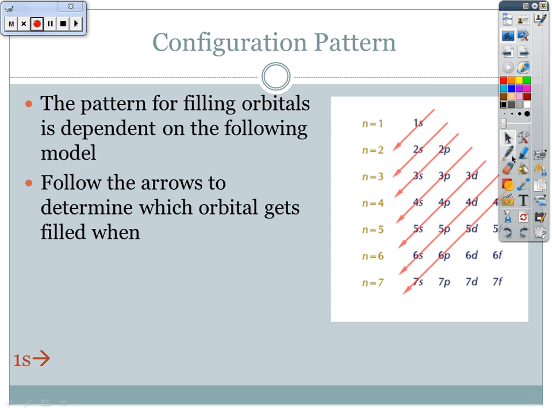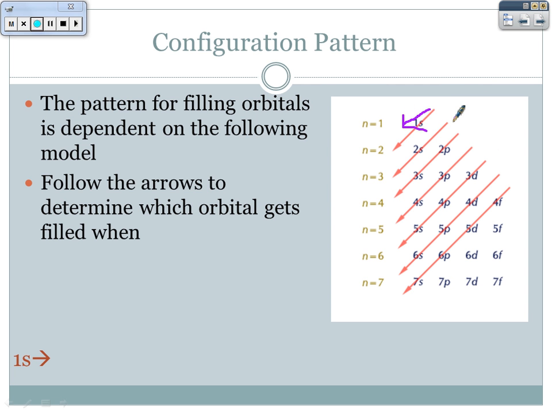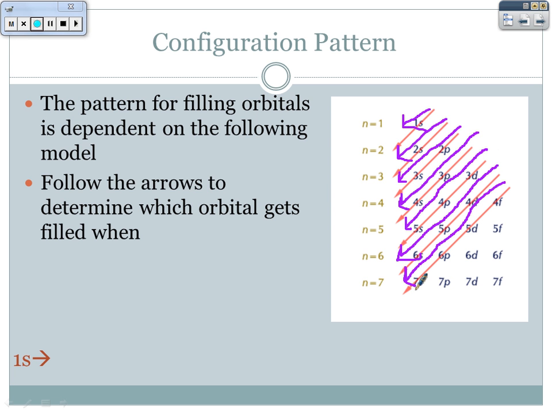So I'm going to try and mark this up. We would go 1s, then 2s, and then 2p, 3s, and I'll write this down in a second. Then after the 3s, we would go 3p, 4s, then 3d, then back to 4p, then 5s, then 4d, 5p, 6s, should be a full arrow, then 4f, 5d, 6p, and 7s.